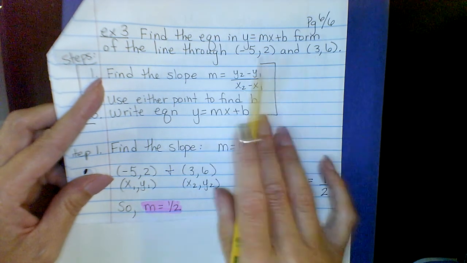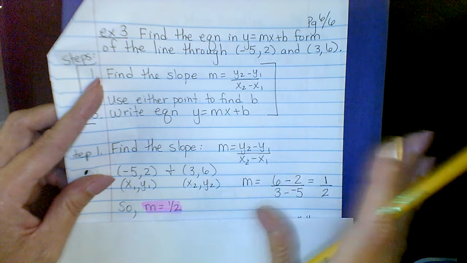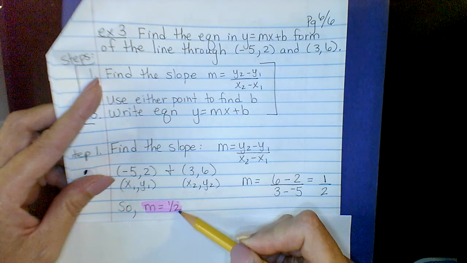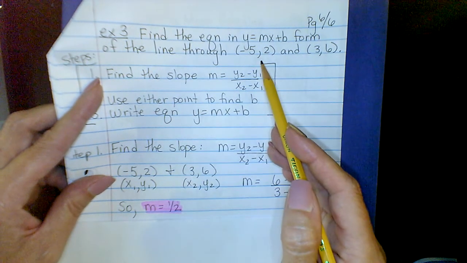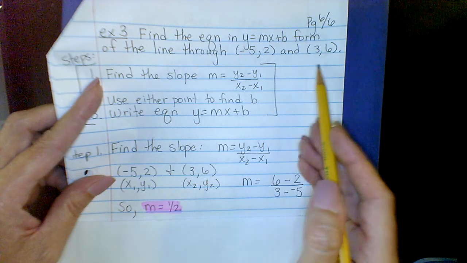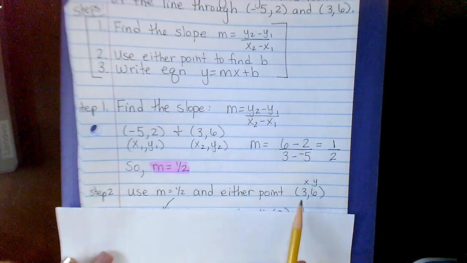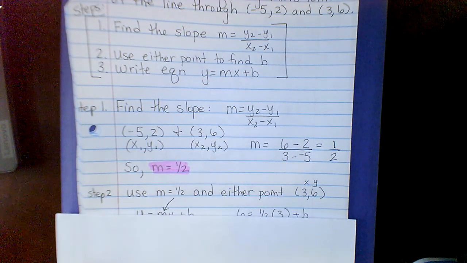You can pick your favorite point here. Whichever point you want to use, you'll get the same answer. I know that sounds crazy, but I promise you it works. This slope and either of these points. Okay, don't use a mismatch of them. Don't use like 2, 6. Either use 3, 6 or negative 5, 2. You can use that slope and either point. I picked 3, 6 because I just didn't want to deal with the negative.